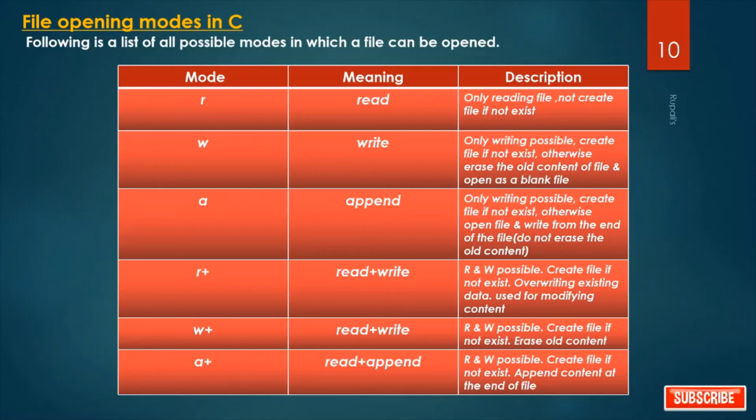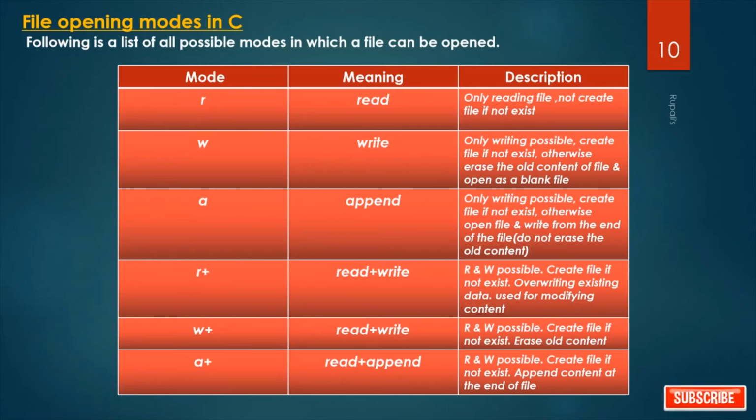First, r, that is read mode. It searches for the file. If the file exists, it loads it into memory and sets up a pointer which points to the first character in it. If the file doesn't exist, it returns null. The operation possible is reading from the file.